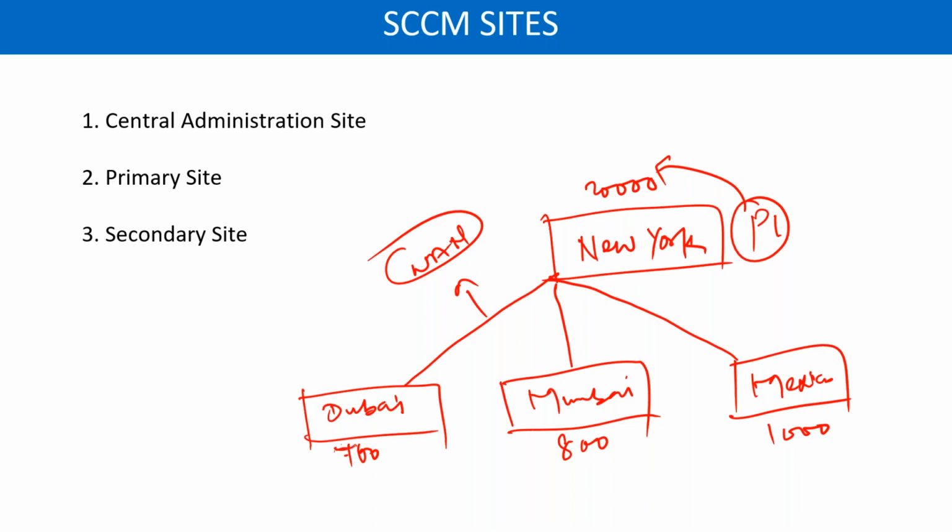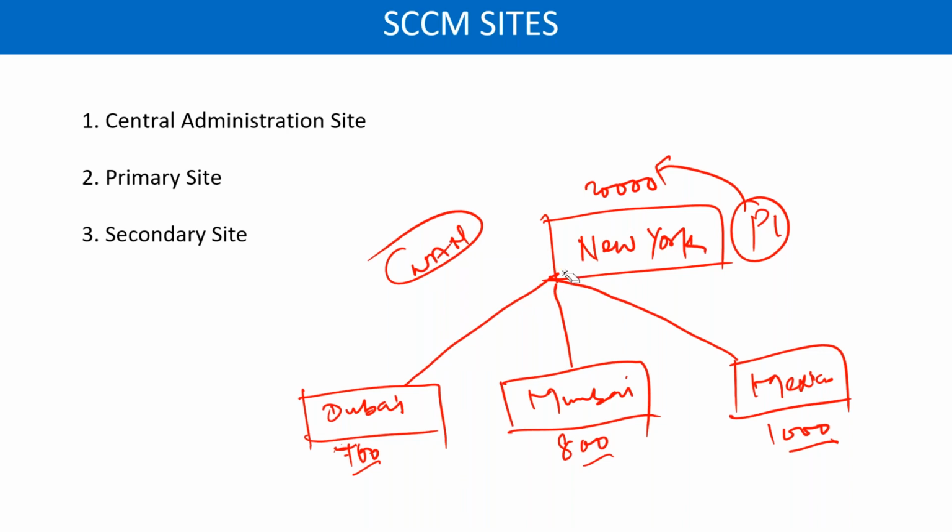Now suppose these devices, 700, 800 plus 1,000, almost 2,000 devices, will be communicating to New York. What will happen to New York? The speed will choke down. The network will be choked up, right? It will be a huge network traffic, and New York will not be able to process all the requirements.